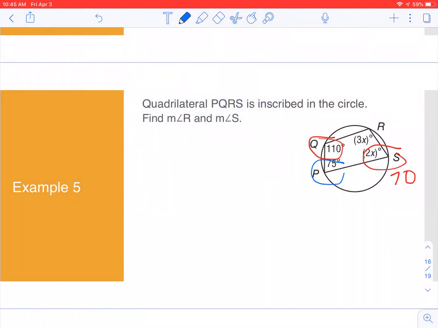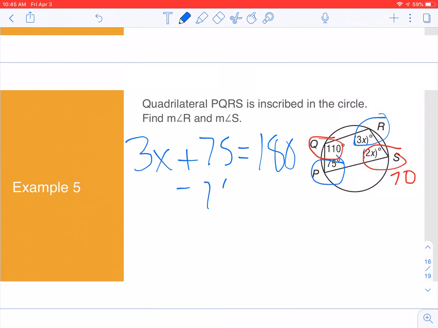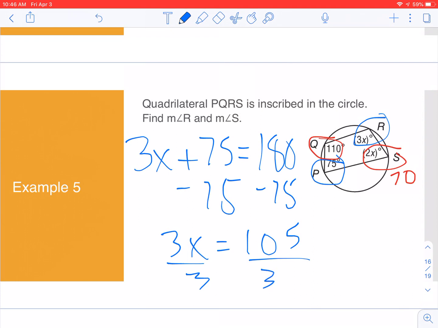I'm now going to do P and R. 3x plus 75 equals 180 minus 75 minus 75. 3x equals 105. Divide by 3. X equals 35. Which, if some of you are paying attention carefully, I already found X. So you only really had to do one of these. I'm just showing you they both came out the same.